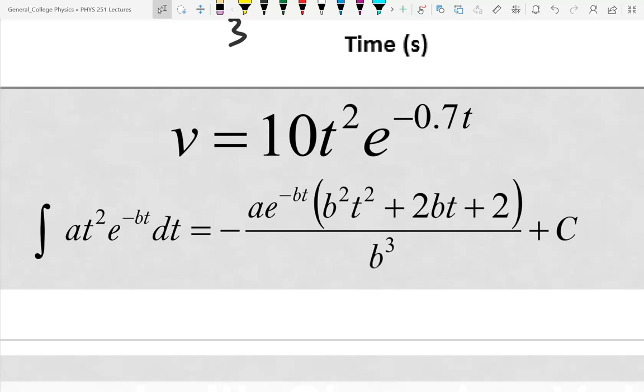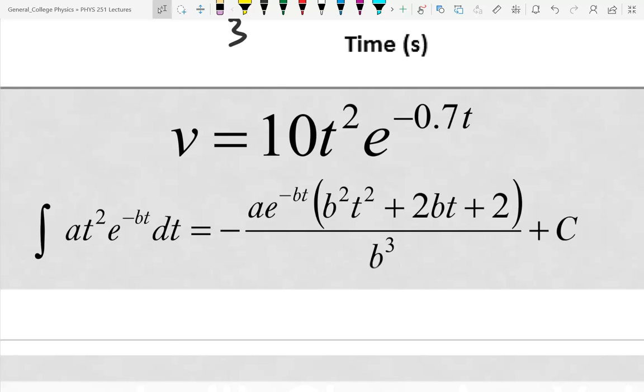These days, you have printed integral tables like I had in graduate school, or you can go Google it. You can go to Wolfram Alpha. That's what I did here. I went to Wolfram Alpha and said, what is the integral of a t squared e to the minus bt? In my case, a is 10, b is 0.7, and it tells me, here is the form of your solution, plus c. Plus c is there because I did not put limits in.